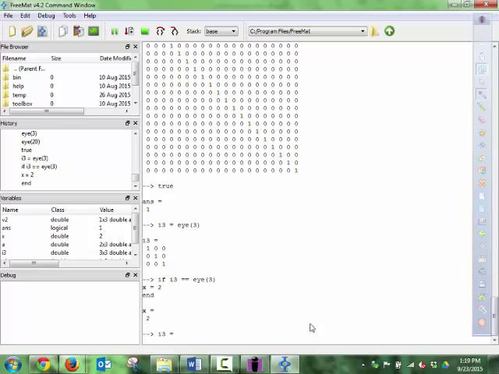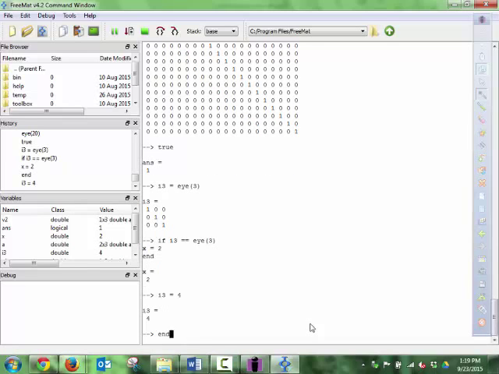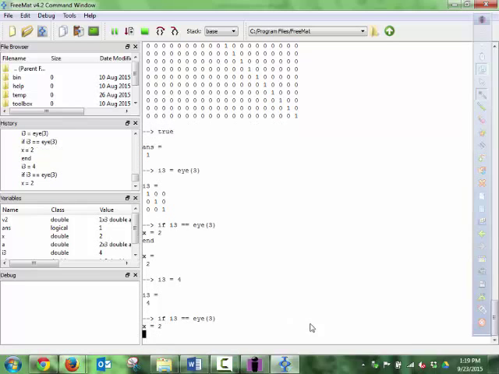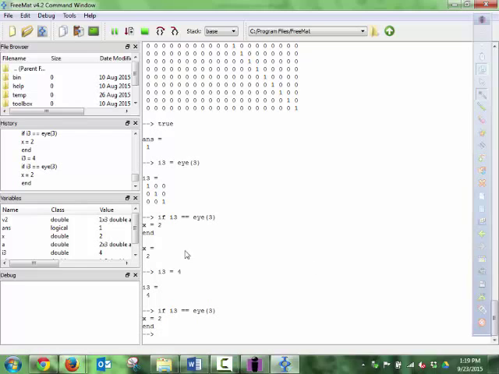I don't think so. So I3 equals 4. And let's see if we could do that if statement again. Yeah, so the first time I ran it, I3 was actually equal to the identity matrix, and I ran whatever was inside of the if statement. Here I changed I3 to equal just the scalar 4, and then I ran that if statement again, and this time it didn't give me anything. So I think it's a Boolean. You can do that in an if statement.